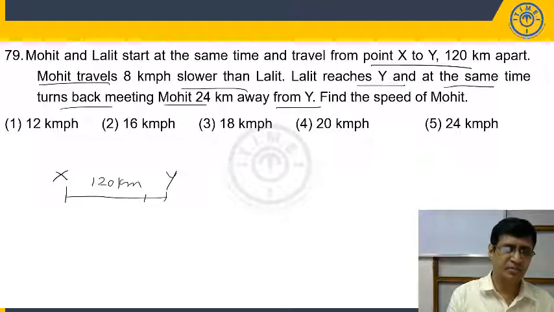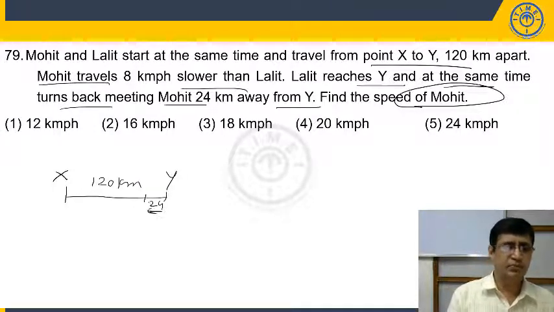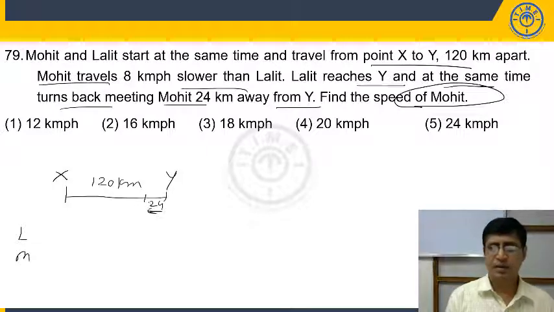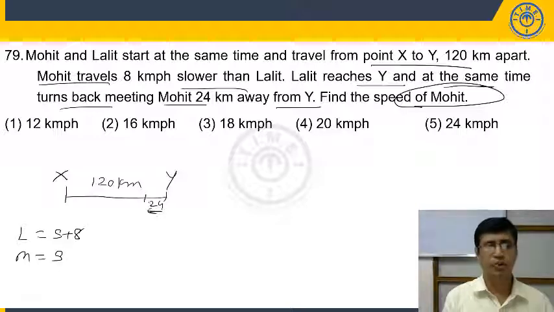So somewhere he is. Okay. And find the speed of Mohit. Mohit's speed we need to find. My dear students, Mohit is 8 km per hour slower than Lalit. So if you take Mohit's speed as S, Lalit's speed is equal to S plus 8 km per hour.